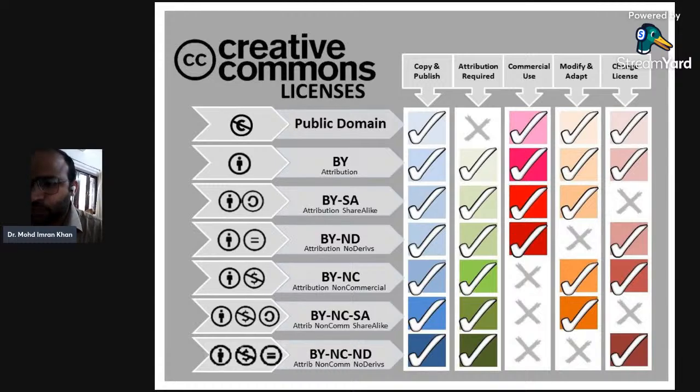In case of attribution, can you copy and publish? Yes, it is allowed. Copying, publishing is allowed. Attribution, you have to give an attribution to the author. Commercial use allowed. Modify, adapt allowed. And then if you take an example of share alike, there also there are certain rights which are given to you.